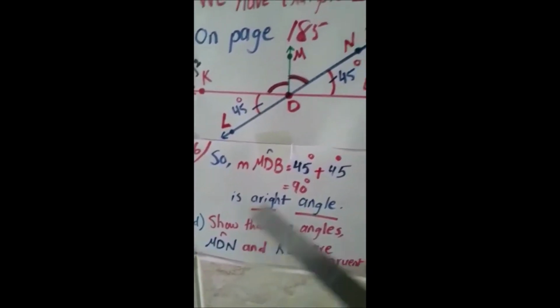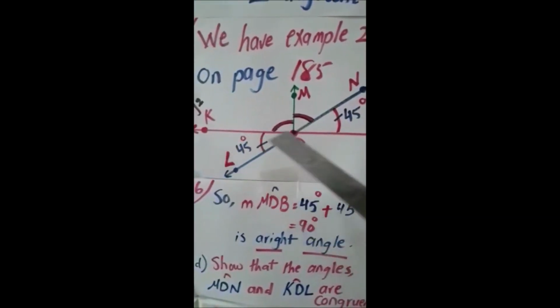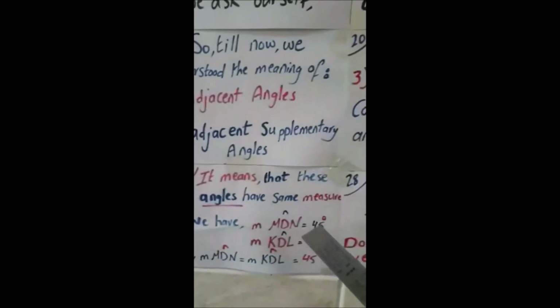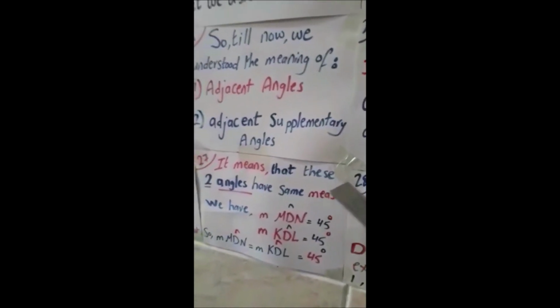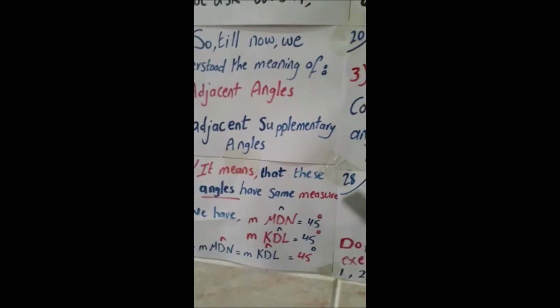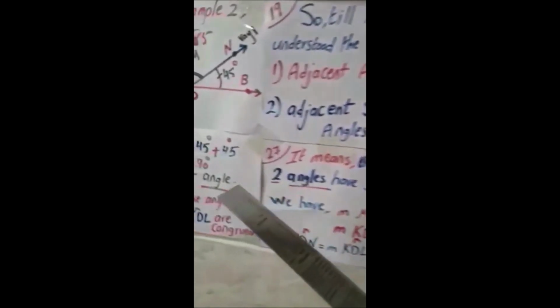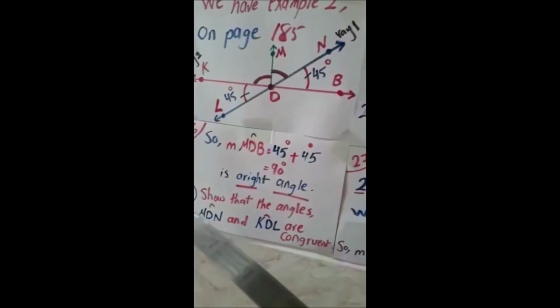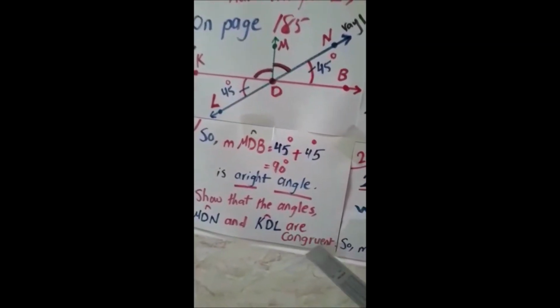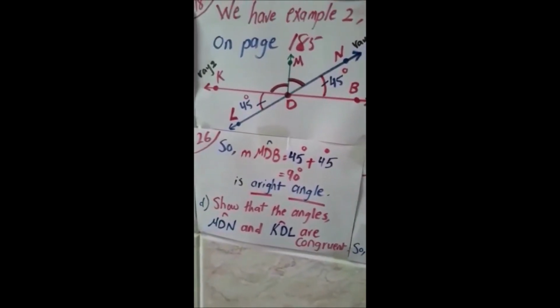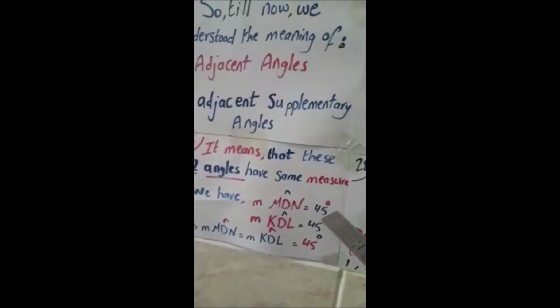Again, he said MDN and KDL. Okay? So, let me say what he wrote. It means that these two angles have the same measure. Yes. When he asked us to show him that these two angles are congruent, in other words in math, it means that they have the same measure.